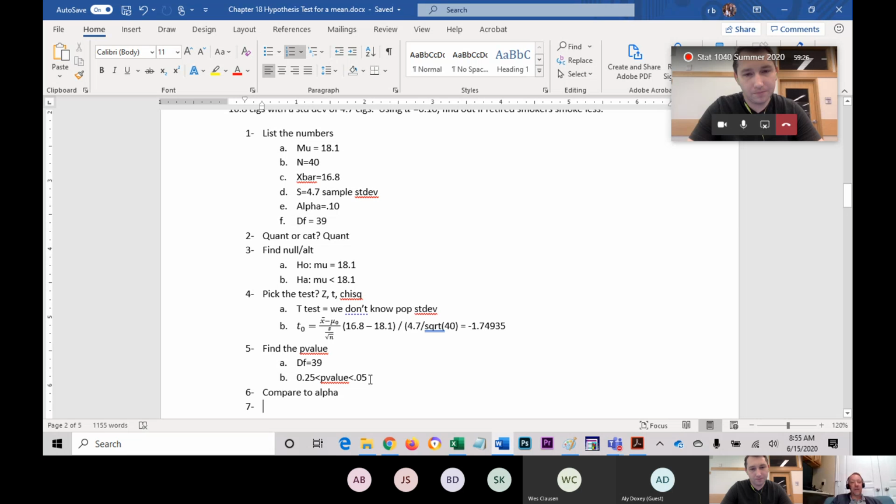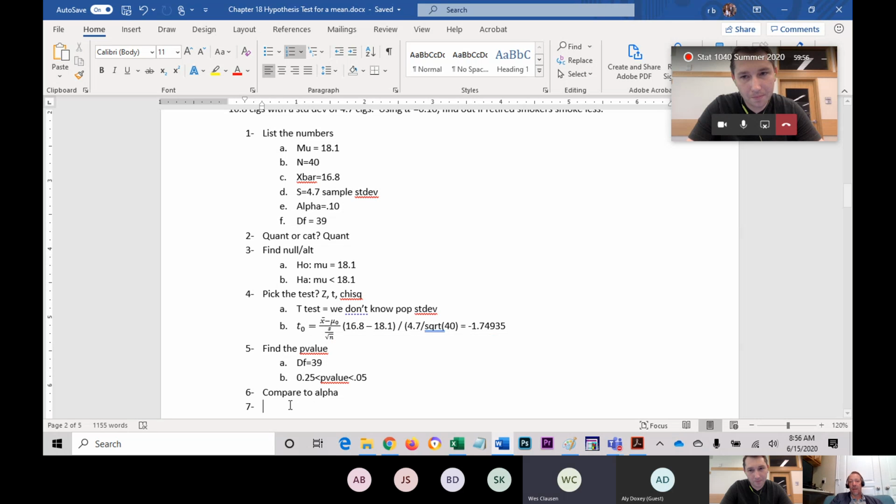Well, the biggest it can be is 0.05, right? That's the biggest it could be. Is 0.05 less than 0.10? Yes. Sorry. Yes. So, what if my alpha was 0.05? We're still saying our p-value is less than 0.05. I think that's what you were thinking about, right, Wes?